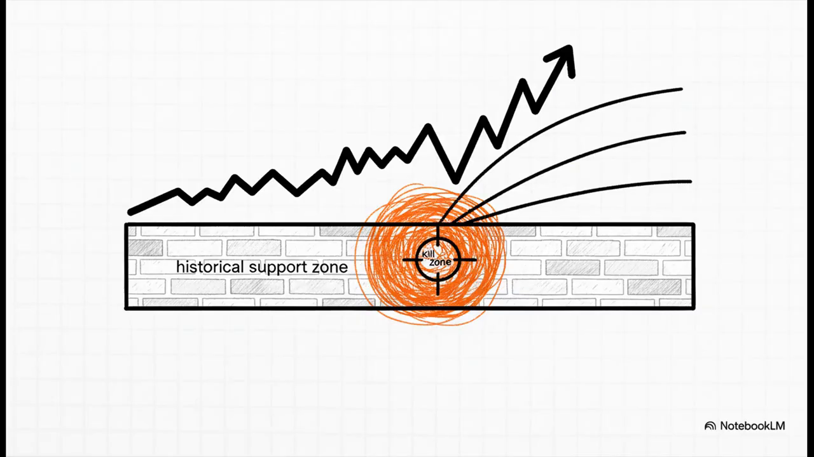And this is what happens when we combine our tools. When you find a historical support zone and it lines up perfectly with one of those key Fibonacci levels, well, that's what traders call a high probability entry area. Our source calls it a kill zone, an area where you can ambush the market with a pretty high degree of confidence.